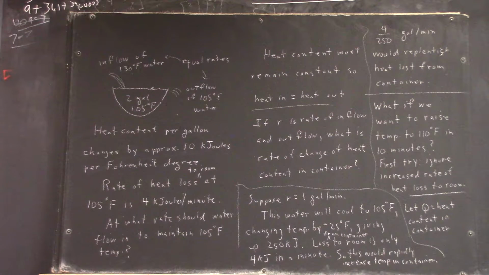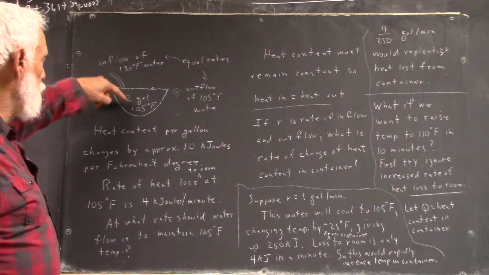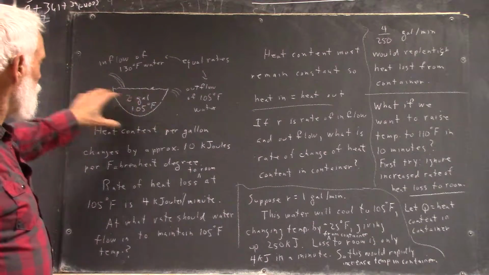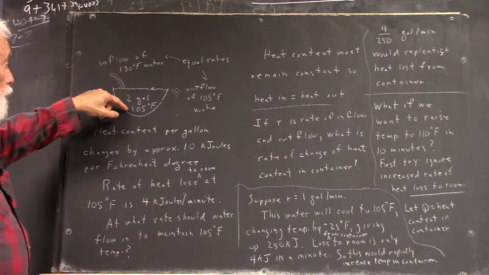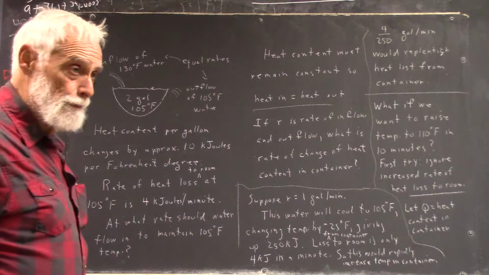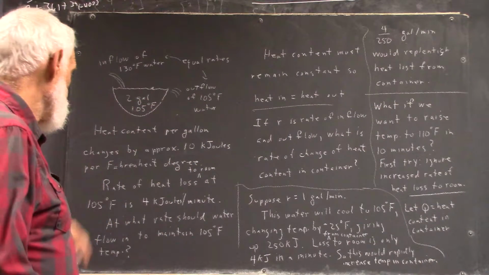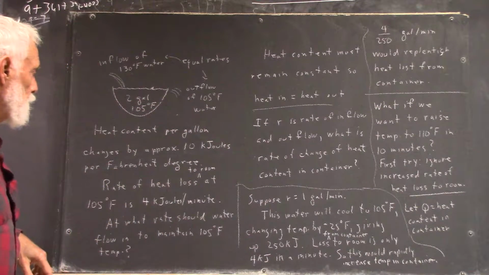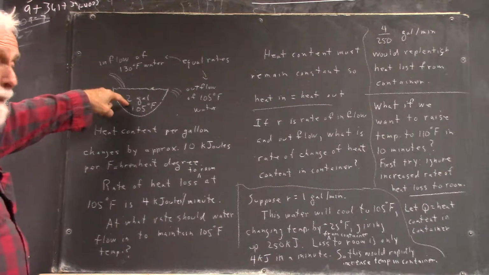Okay, so we start with a simple question. You've got water inflowing at 130 Fahrenheit. You've got a 2-gallon container full of water at 105, and you want to keep it at 105. And if you do keep it at 105, then the outflow is going to be at 105. Okay? So your heat content per gallon in here changes by how much?